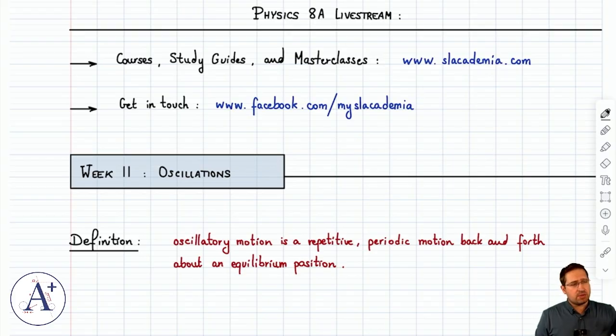Now, I know I said at the beginning of the semester that in Physics 8a, acceleration is going to always be constant. That's why we have the kinematic equations that we have and so forth. And that was true, kind of. It was true up until now.